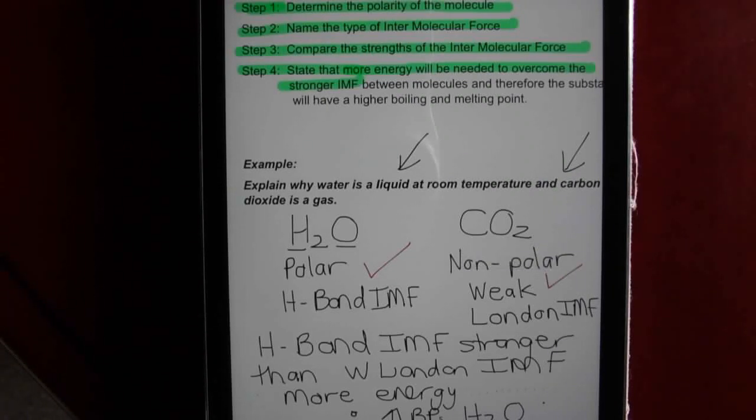So you can see now what they're going to allocate the marks for. You're going to get 1 mark for saying the polarity, so it's polar and a hydrogen bond. This one is non-polar, therefore weak London forces. Always name the forces. Then for comparing, you said hydrogen intermolecular forces are stronger. There you get another mark, and then your last mark, don't forget it: more energy is required to overcome these stronger intermolecular forces to give us a higher boiling point. And you will see in the exam, a question like this is 4 marks.